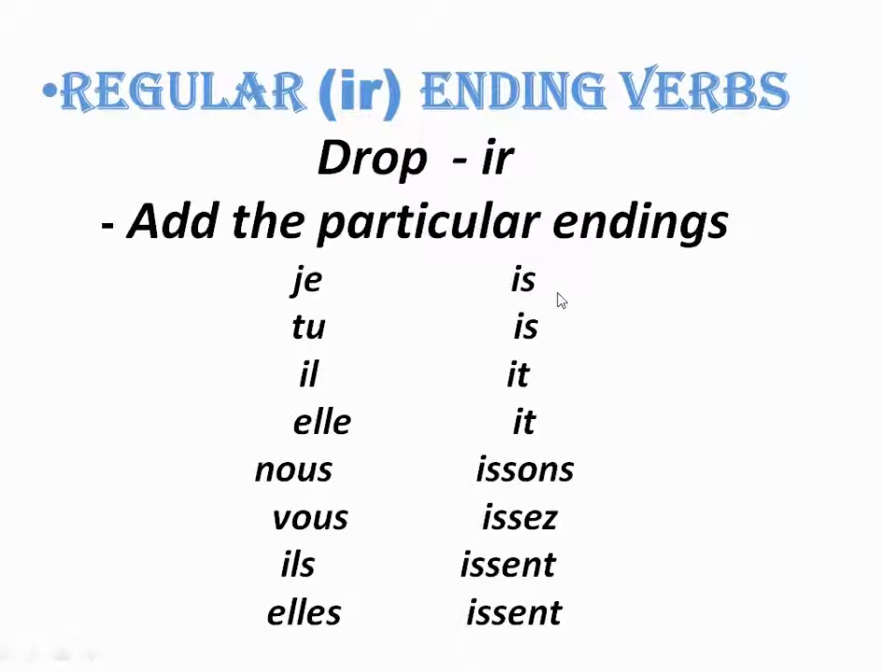With je we'll add is, with tu we'll add is, with il we'll add it, with elle we'll add it, with nous we'll add issons, with vous we'll add issez, with ils we'll add issent, and with elles we'll add issent. So these are the endings that you need to memorize and that will be applied for all the ir regular verbs. You just have to add these endings with the stem you are left with after removing ir.